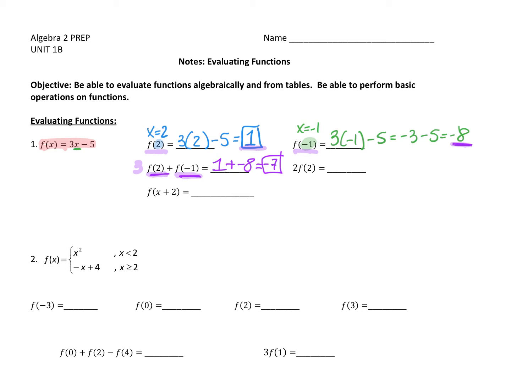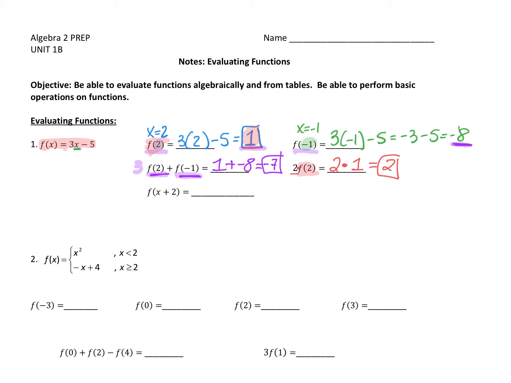In this fourth one, 2f of 2, what this means is I'm going to do f of 2, which I actually already found over here, and f of 2 is 1. And then I'm going to do 2 times f of 2, so I'm going to do 2 times 1. So my answer would be 2.